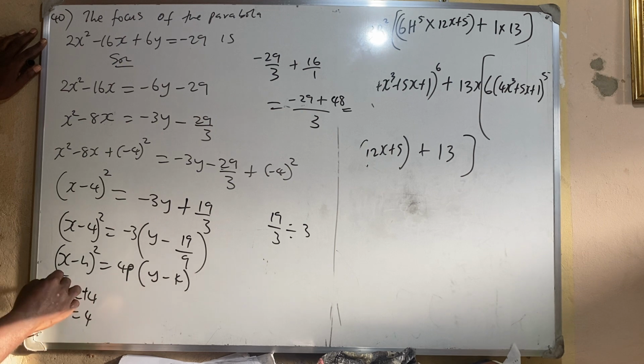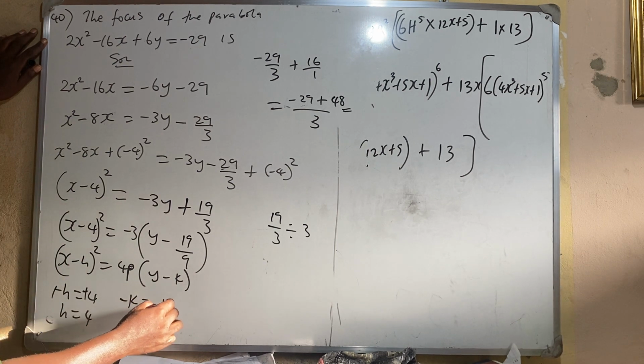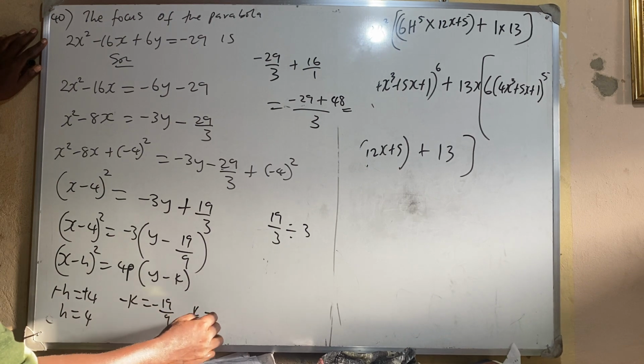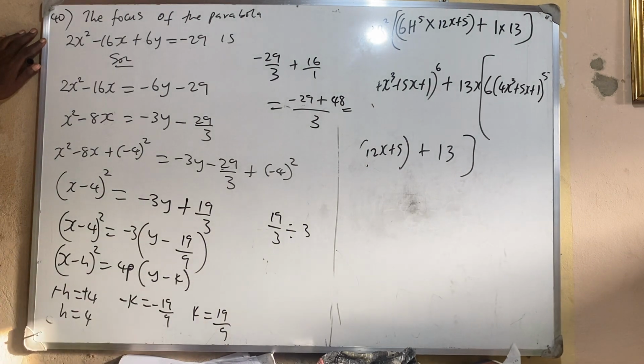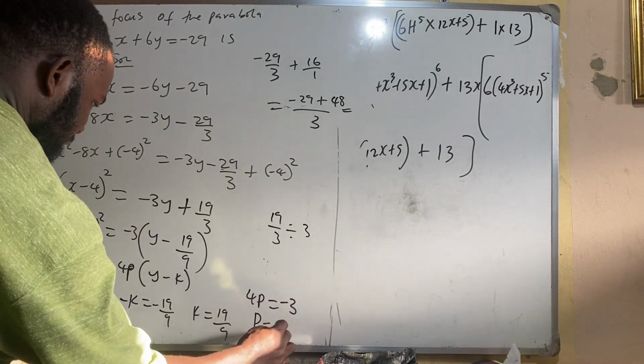Because minus takes care of minus, minus k is equal to minus 19 over 9. So my k is simply 19 over 9. Okay, so my 4p is equal to minus 3. My p will now be minus 3 over 4.